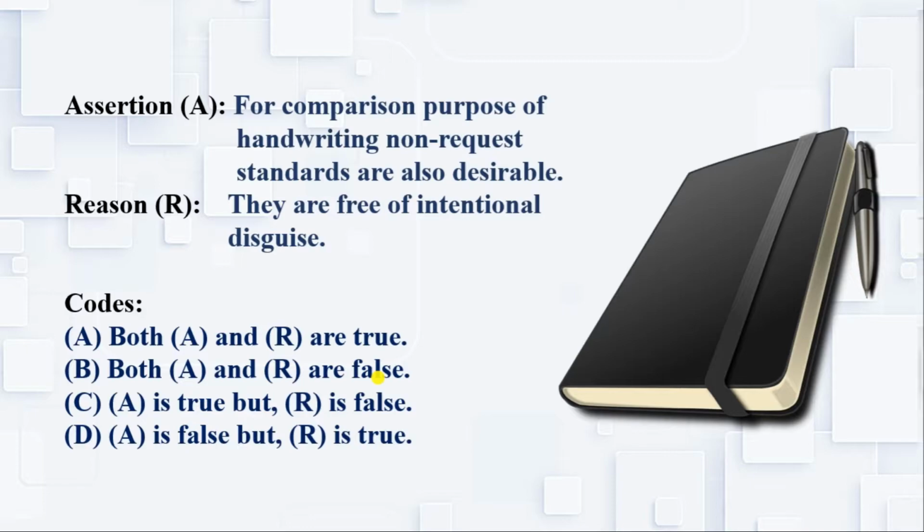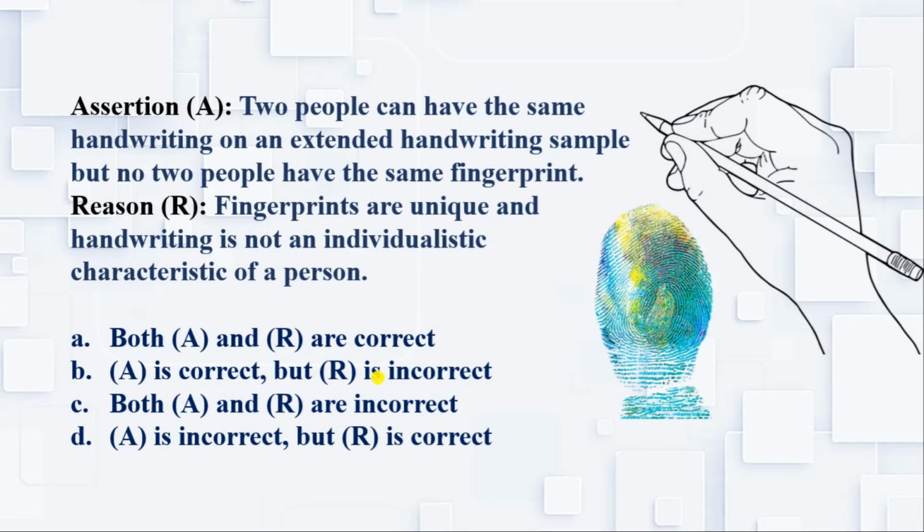The next question also is an assertion reason question, where the assertion says that two people can have the same handwriting on an extended handwriting sample, but no two people have the same fingerprint. The reason here says that fingerprints are unique and handwriting is not an individualistic characteristic of a person. The correct answer here is C, both assertion and reason are incorrect, because we know from our graduation or post-graduation days, if you are a postgraduate or a graduate in forensic science, that handwriting is unique and absolute similarity is indicative of forgery. In fact, handwritings of even the same individuals cannot match 100%, and some degree of natural variation is always present.